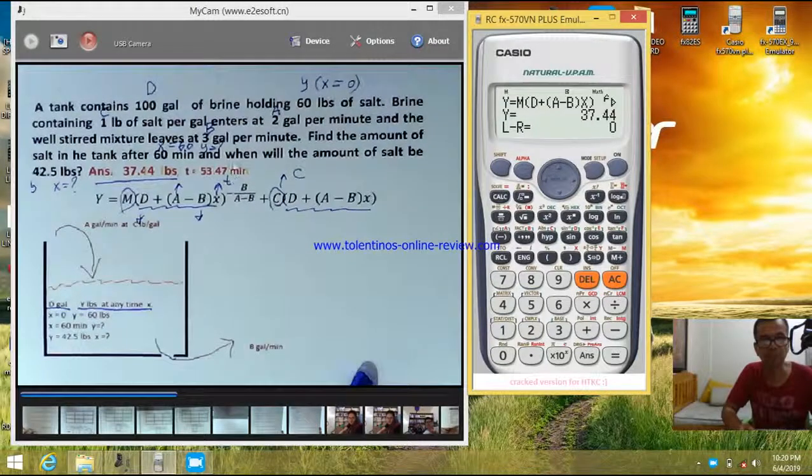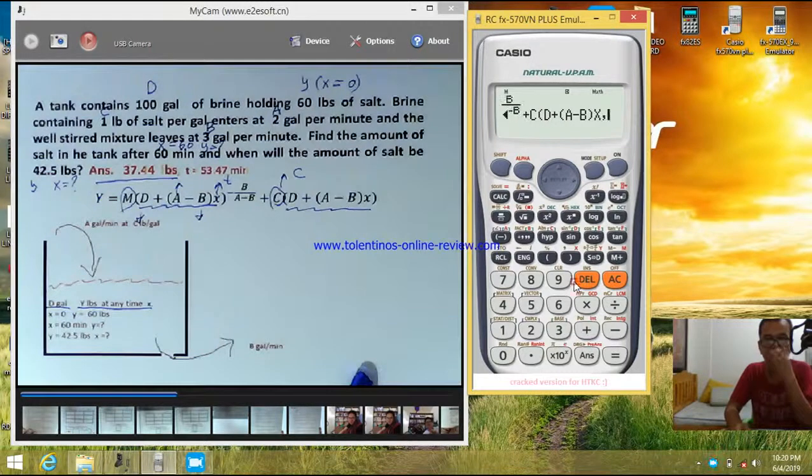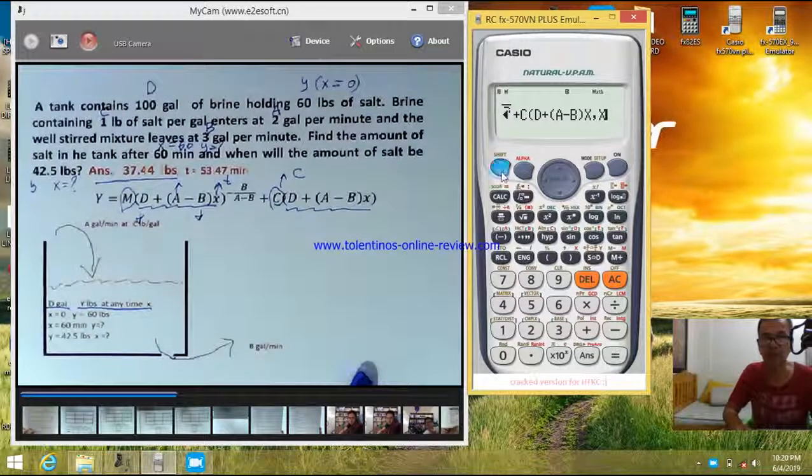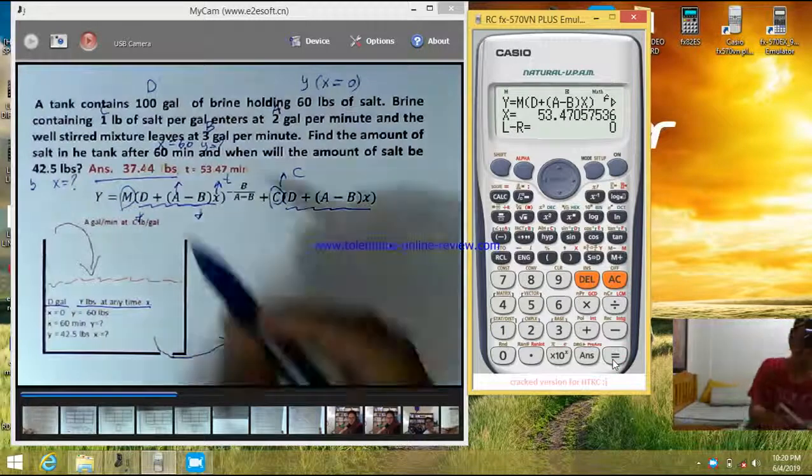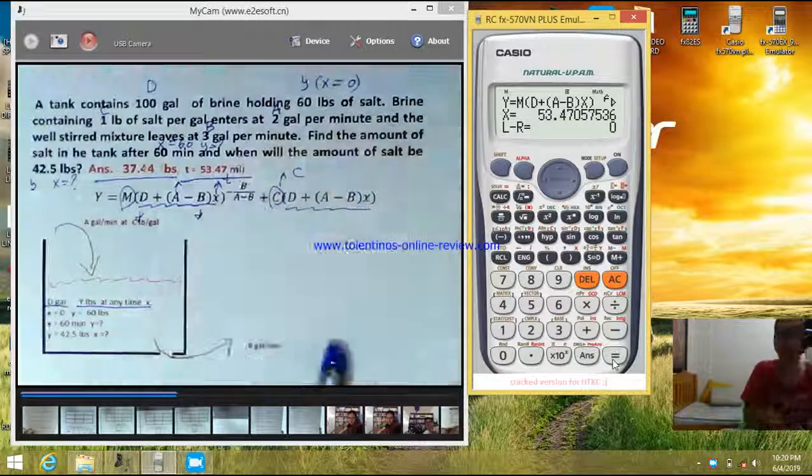And when will the amount of salt be 42.5 pounds? So this time, replace this by X. Actually, if you're looking for X, you don't need to put X there, but just anyway, I'll put an X there. Then Shift Solve. Your Y will now become 42.5. You're looking for X. And all data are the same: same M, same D, same A, same B, and same C. And then solve for X. The answer is 53.47 minutes.